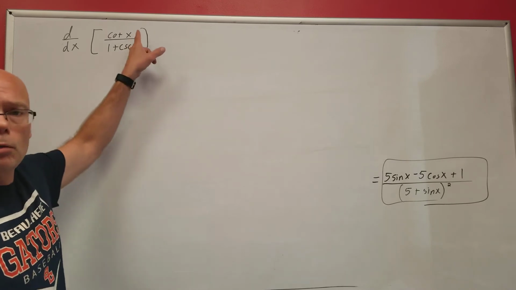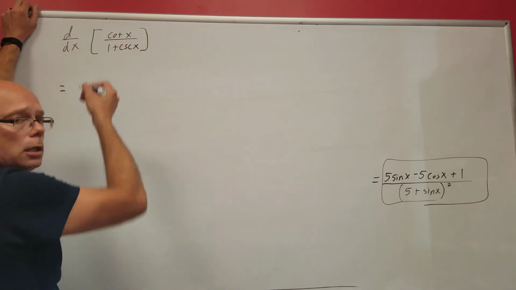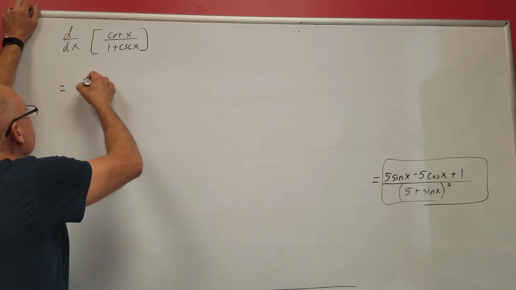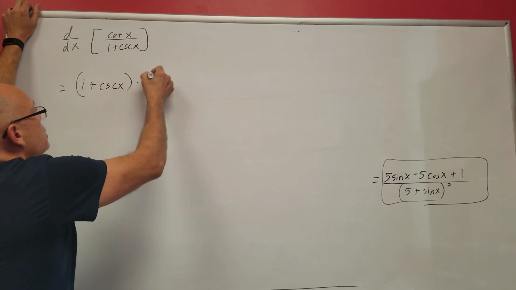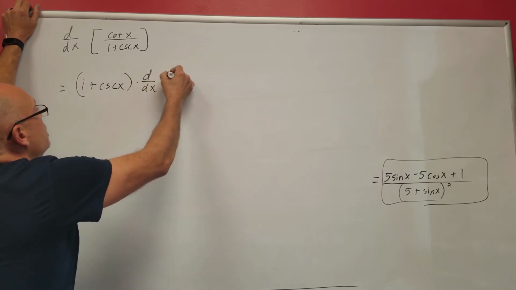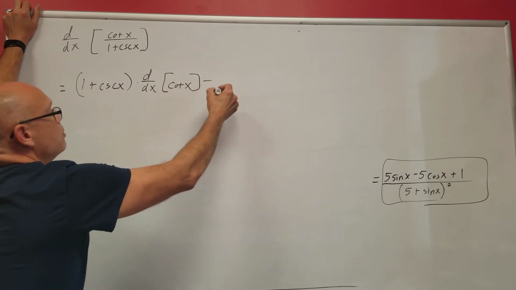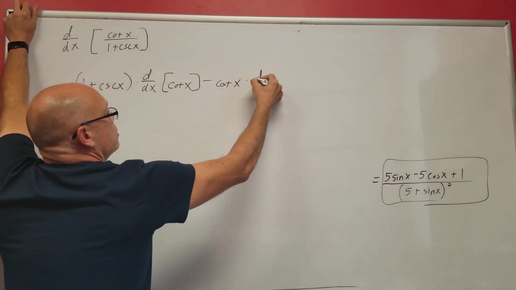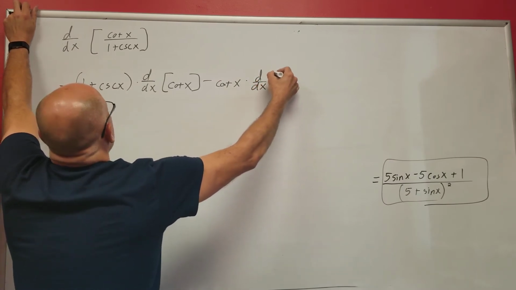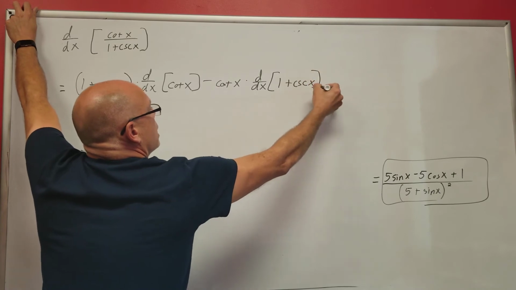Alright, so I'm going to use the quotient rule right here. I'm going to say this is equal to, how do you take the derivative of a quotient? Denominator times the derivative of the numerator, right? Minus the numerator times the derivative of the denominator, all over my denominator squared.